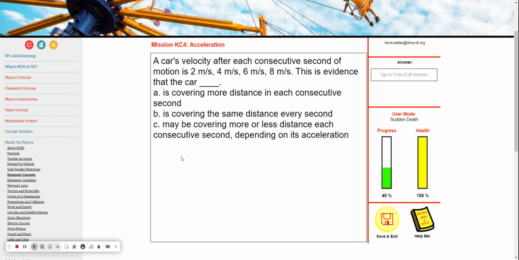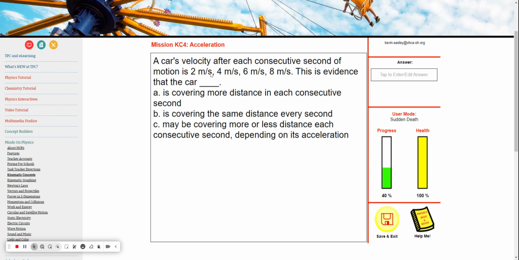I'll do this one last one. A car's velocity after each consecutive second of motion is 2, then 4, then 6, then 8. This is evidence the car is covering more distance in each consecutive second. That's definitely true. Is covering the same? That is not true. Maybe covering more or less distance each consecutive second depending on its acceleration. That is not true. So the correct answer is A, because it's going faster and faster.